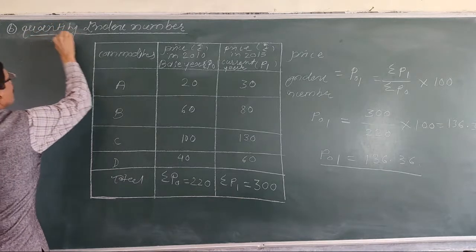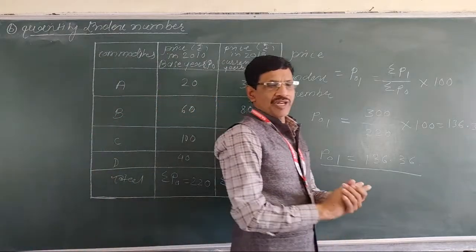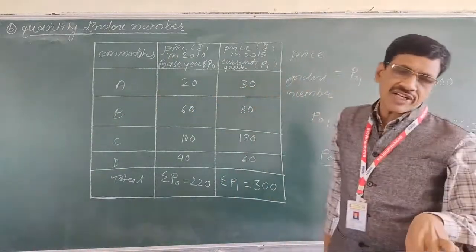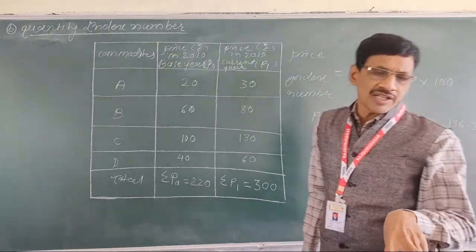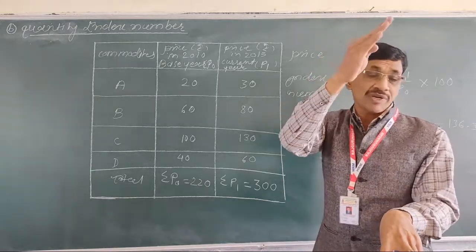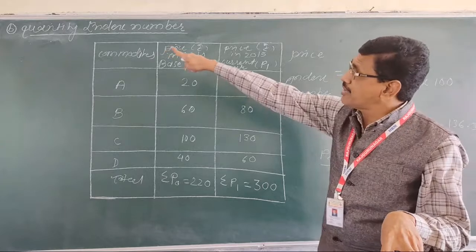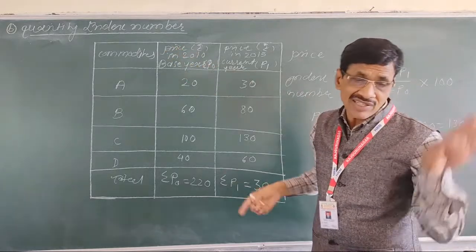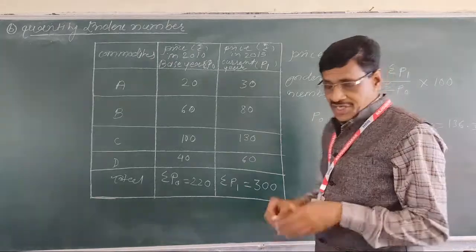Quantity index number. The first index number is the price index number. The second is the quantity index number. These are the methods of the simple index number: the first method is the price index number and B is the quantity index number. Okay, so quantity index number.